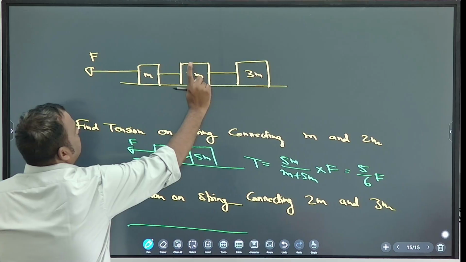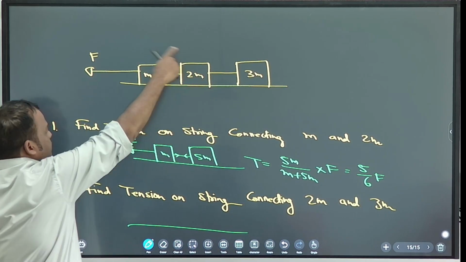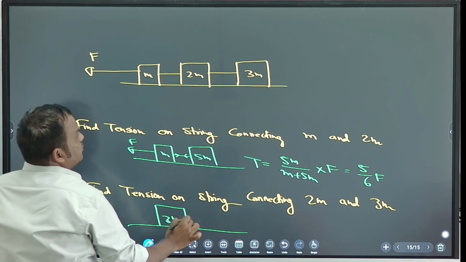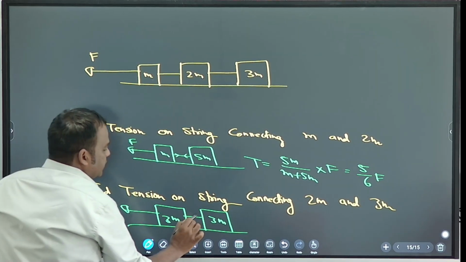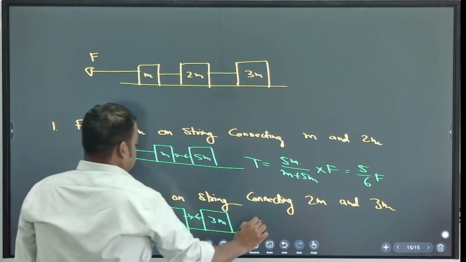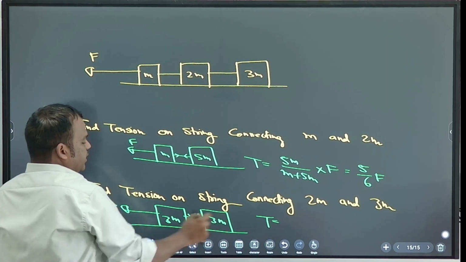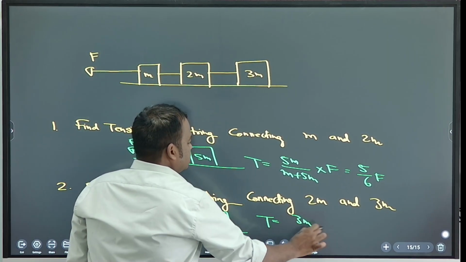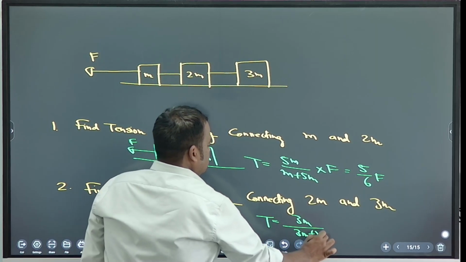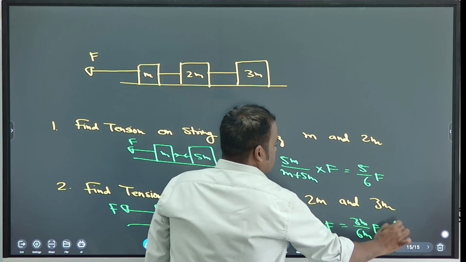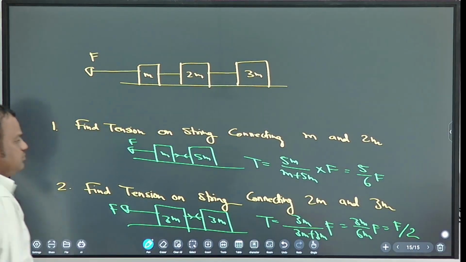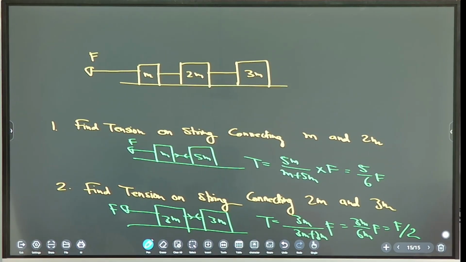Now to find tension between 2m and 3m, combine these two. So 3m, 3m. Now find tension here. 3m by 3m plus 3m, 6m into F. So 3m by 6m into F. Okay. So answer is F by 2. Okay, correct. Good. F by 2. Done. Finish. So two blocks finish, three blocks finish.